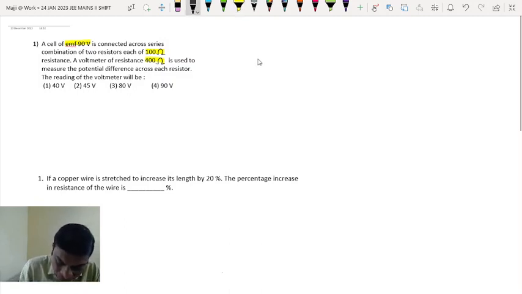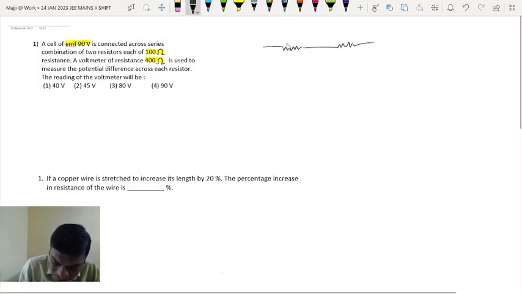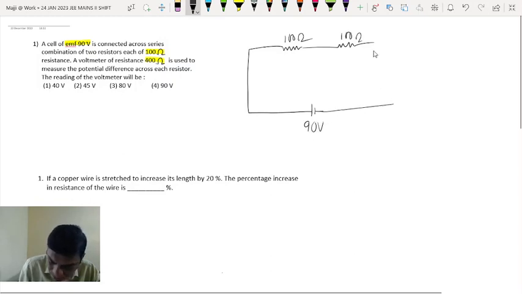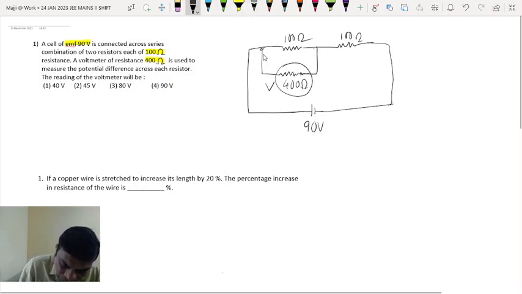So, let us draw a simple diagram here. These are the two resistors, 100 ohm each. They have been connected to a cell of 90 volt. This was the initial situation. Now a voltmeter having a resistance of 400 ohm is connected. So this is a voltmeter. So we have to calculate the voltage appearing across these 2 points. Let us name them as A and B.